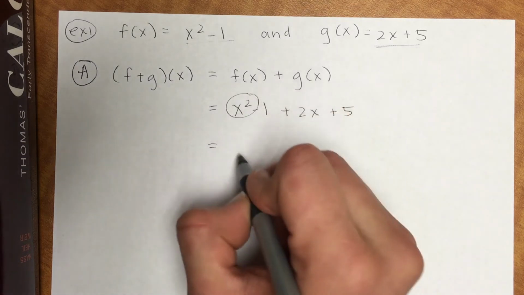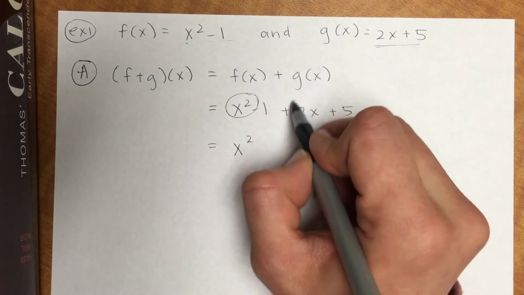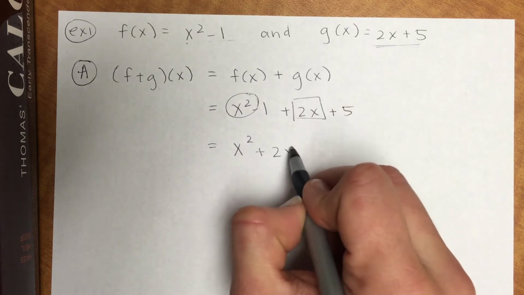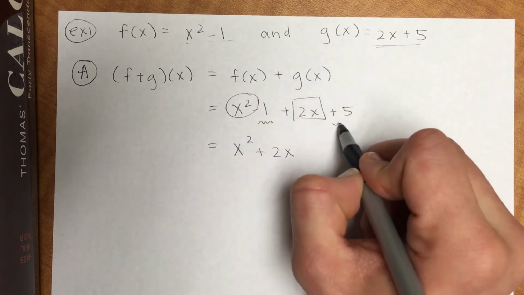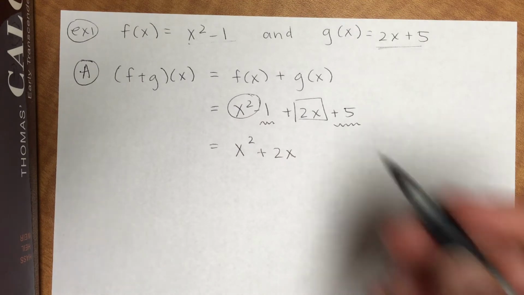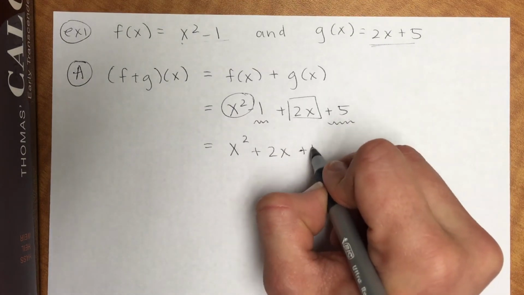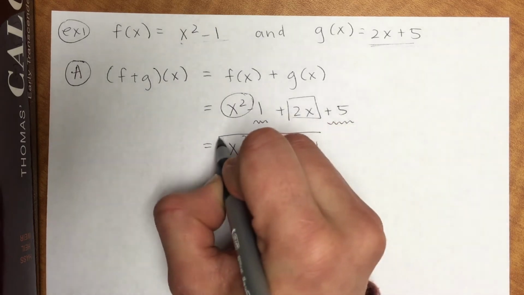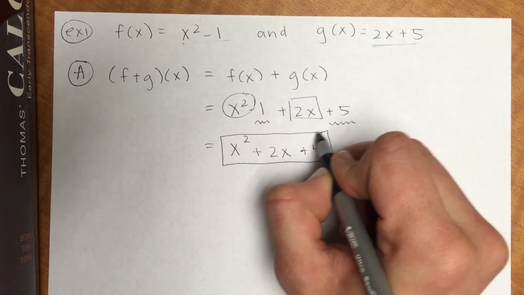So this is my only x squared piece. This is my only piece with just an x in it. And then these two are constant whole numbers, so I can combine like terms or add them together. -1 plus 5 is 4. And we're done. That's all.